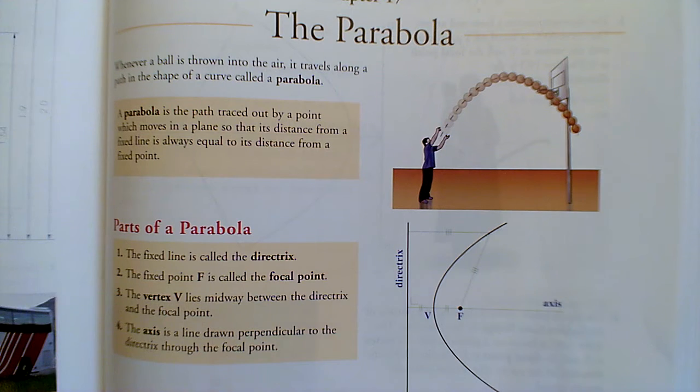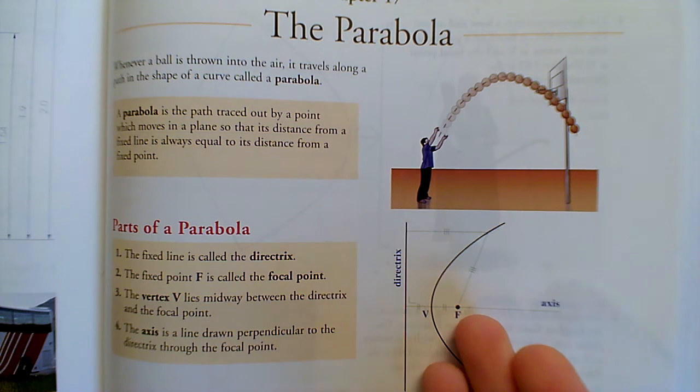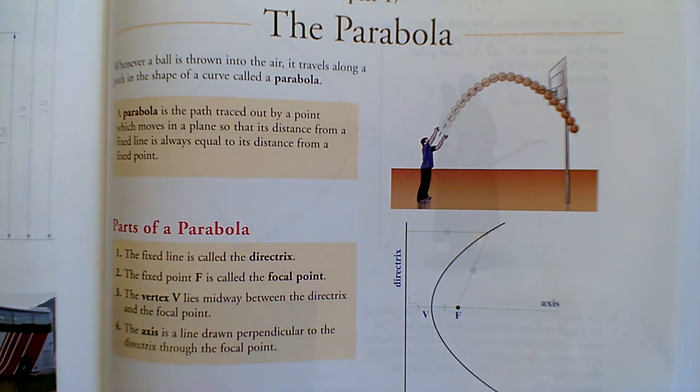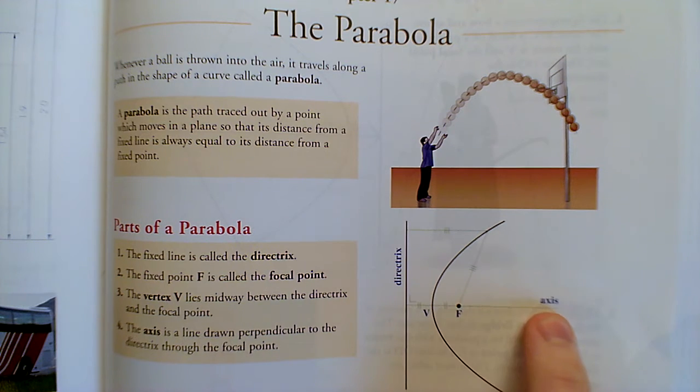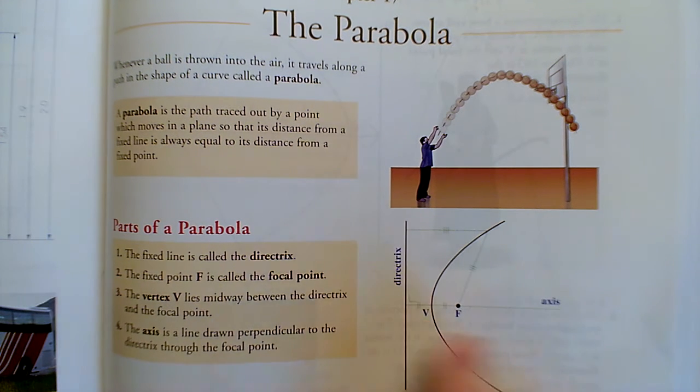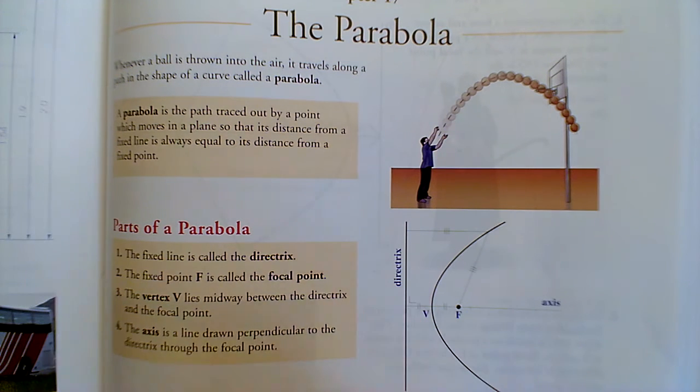Now in terms of terminology with the parabola, some of it's the same as the ellipse, some of it's new. You still have the axis, you have your vertex, and you have your focal point, so they're kind of similar. Directrix is a new word you might not have heard about, but don't worry about that yet.